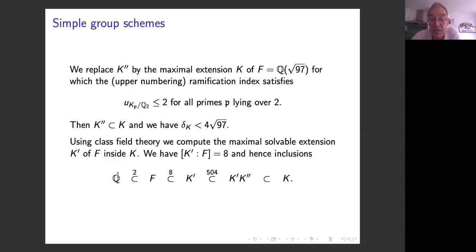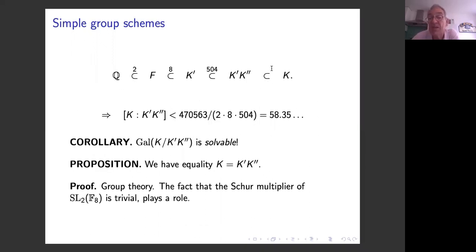So this is F, a degree 8 extension, and a degree 504 extension. And now we can estimate what is the degree of the piece that is left. So that is at most 500,000 divided by this degree, and this is more or less 58. And this is less than 60. And therefore, we know that this Galois group is solvable.